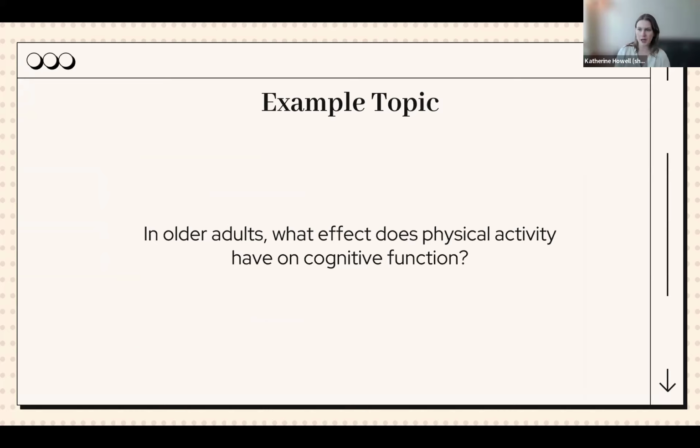And because I'm going to be doing a lot of demonstrating and talking about searching in this workshop, I'm going to set up an example research topic that I'll follow throughout, and you'll see me build a search strategy on this specific topic. So the topic for today is: in older adults, what effect does physical activity have on cognitive function?